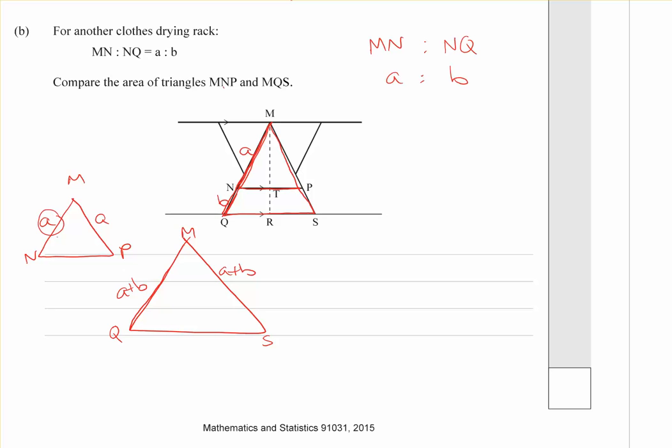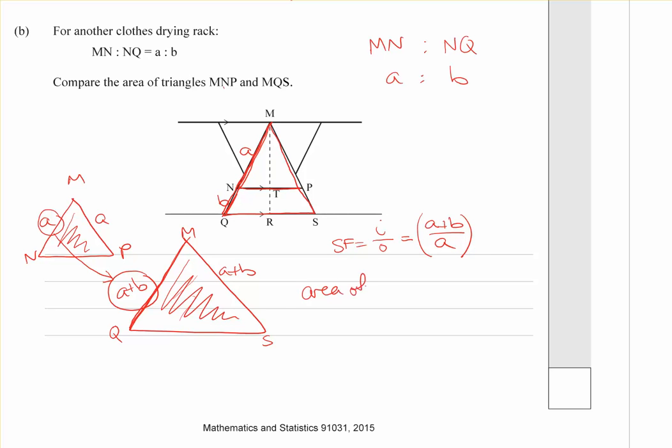I treat this as an enlargement. The small side there has been enlarged from A to A plus B. Now the enlargement factor or scale factor, the length of the image divided by the length of the object, would be A plus B divided by A. So we're saying that the bigger triangle's sides are A plus B divided by A times bigger. Now when it comes to the area, how much bigger the area is always the scale factor squared times bigger. So in this case, the area of triangle MQS would be A plus B over A all squared times the area of triangle MNP.